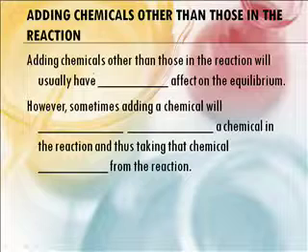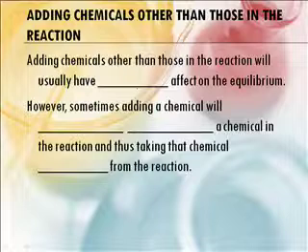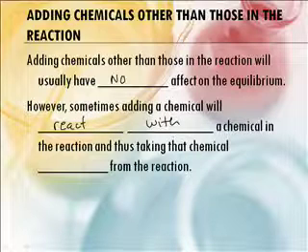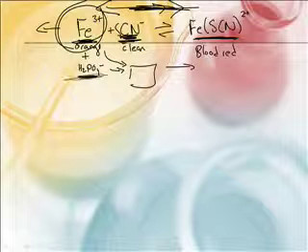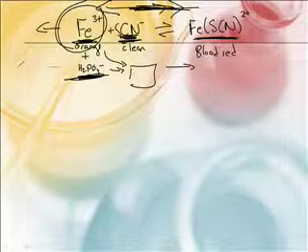Okay? All right, so when I add chemicals other than those in a reaction, what usually happens is they have no effect on the equilibrium. Now, there is an exception to this. Sometimes adding a chemical will react with a chemical in a reaction, thus taking the chemical away from that reaction. That's the example we did a minute ago with adding the dihydrogen phosphate, shifting this reaction to the left.